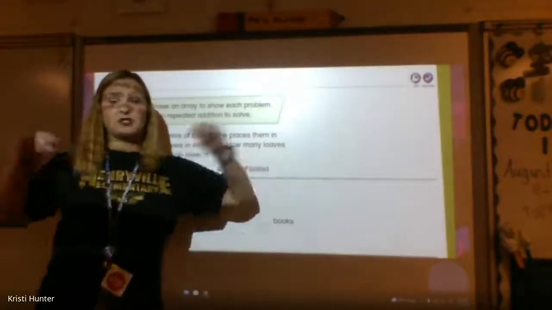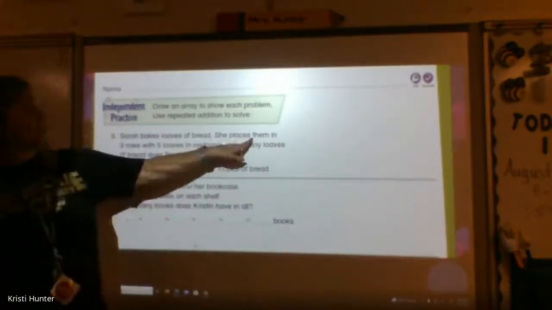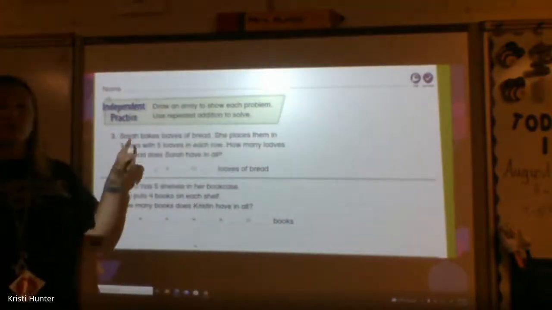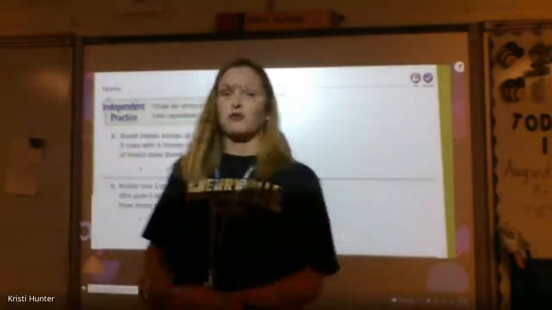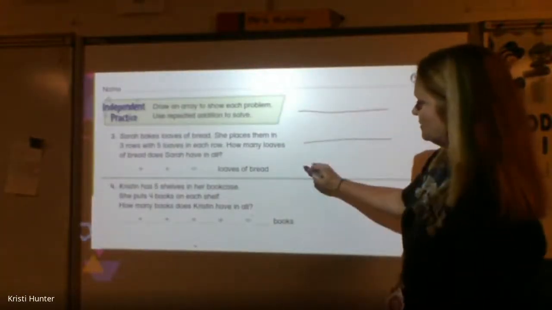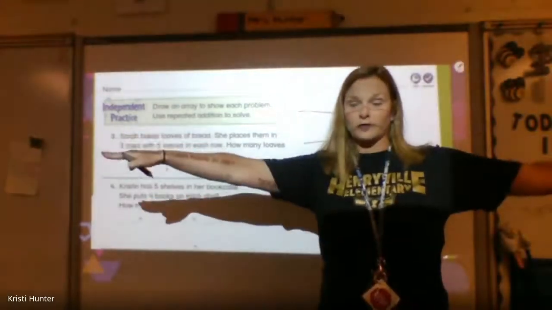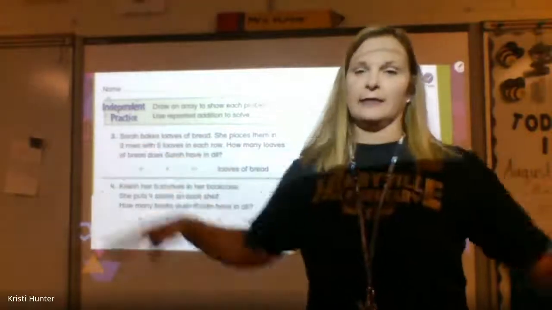So I'm going to have to draw my rows this time, right? It says she places them in 3 rows. So let's draw our 3 rows. I'm just going to draw my 3 lines to help me remember I need 3 rows. Remember, rows go left and right.